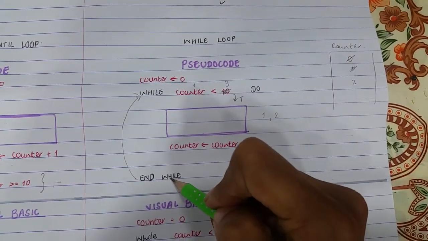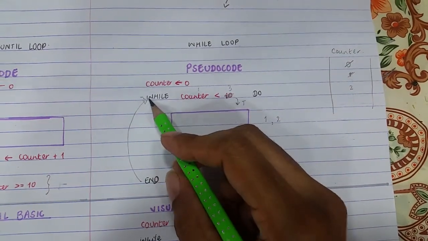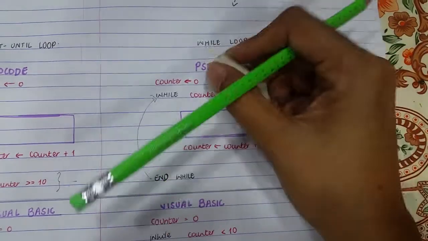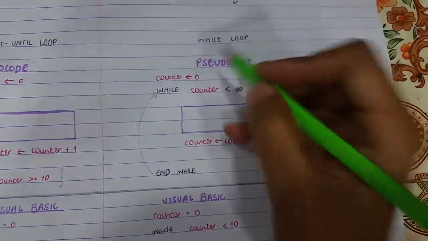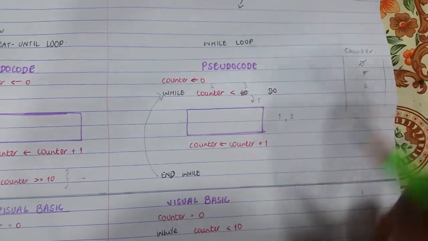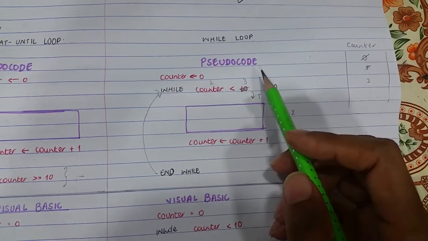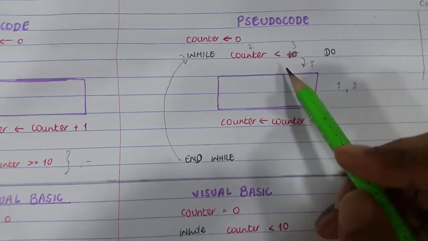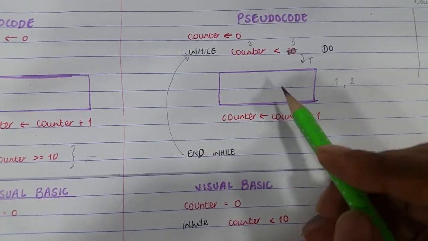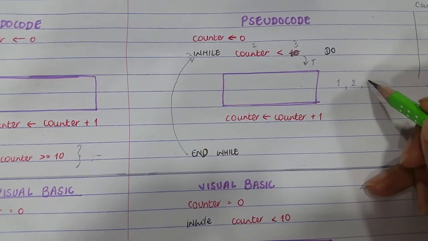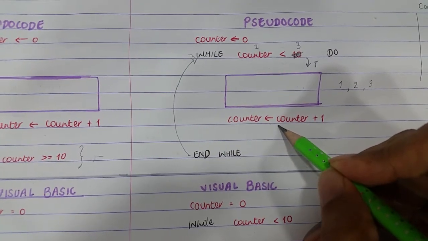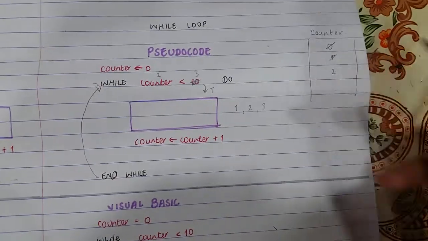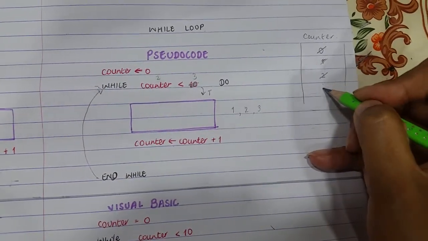I go on to end while, the program returns up there and checks is counter less than 3. Now what is the value of counter? It is 2. So I'm going to fetch 2 here. Is 2 less than 3? Yes, it is less than 3, so it returns a true. Again, I will perform this task a third time, and then I am going to increment my counter from 2 to 3.